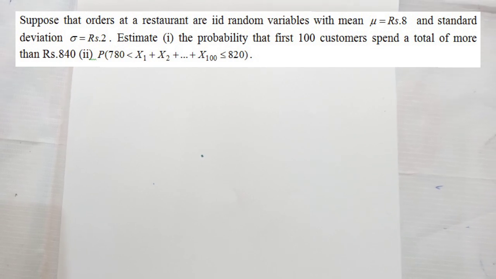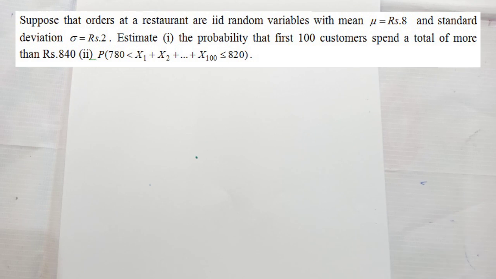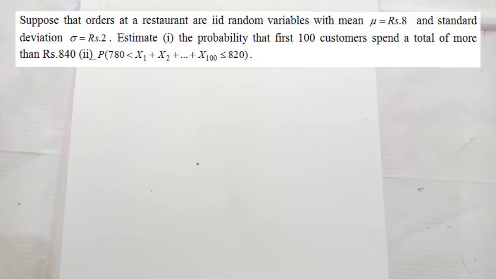Second question, the probability of 780 less than the sum of 100 random variables, x1 plus x2 plus etc. x100, is less than or equal to 820. So there are two problems we have to find out from the given data. This is a problem under the central limit theorem, because they are given IID random variables, independent identically distributed random variables. From the statement of the central limit theorem, the given n random variables will be a sequence of independent identically distributed random variables. So this is a problem under the central limit theorem.